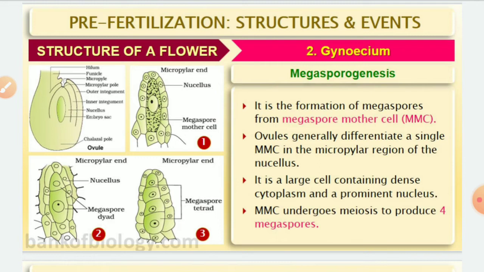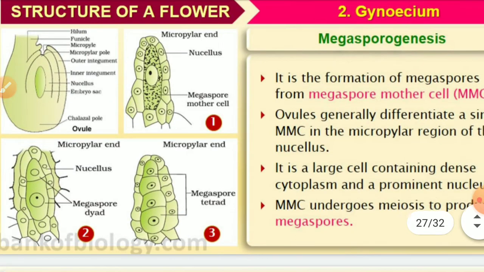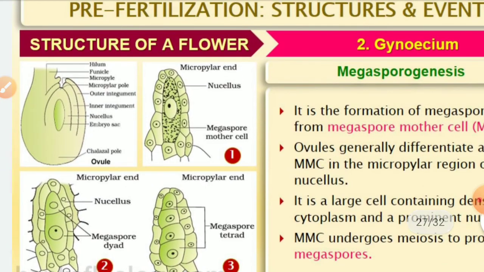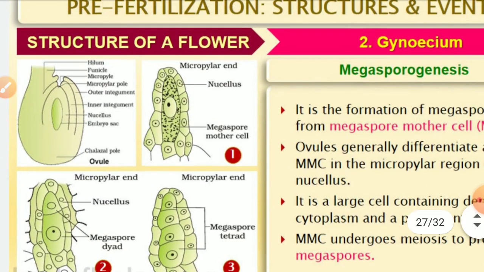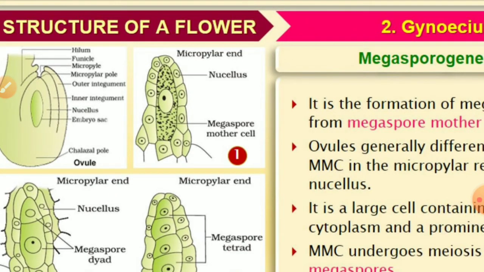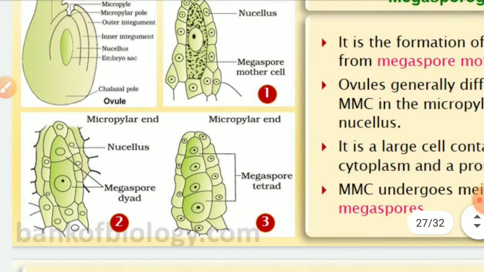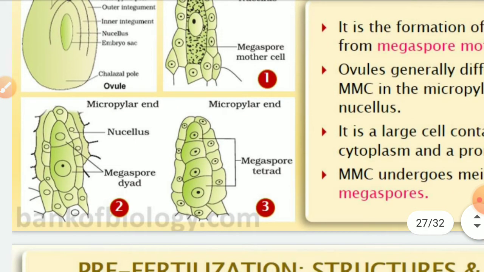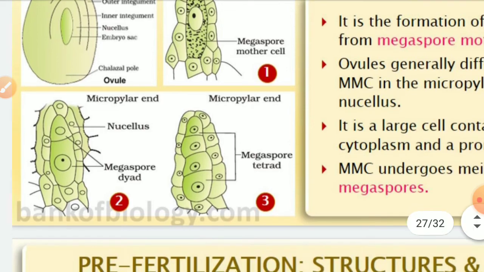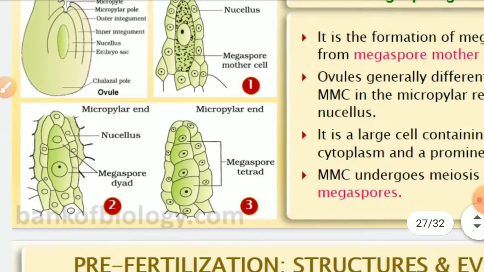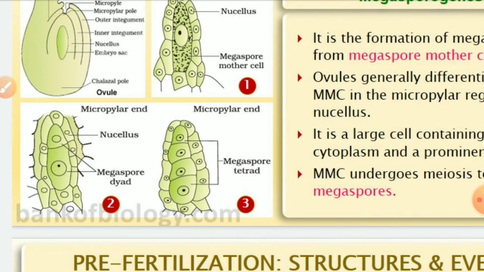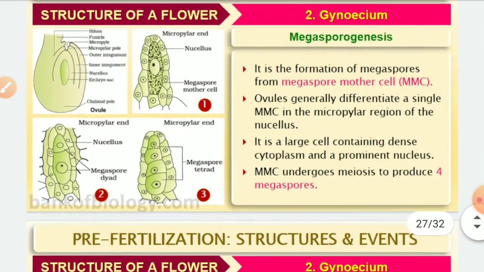Okay, and the mature mother cell undergoes meiosis to produce four megaspores. That's why it is known as a tetrad. At the micropylar end, nucellus is there and the megaspore mother cell. Now, this megaspore mother cell will divide first into a dyad. Dyad means 2, and then into a tetrad, which means 4. This division takes place inside the ovule.